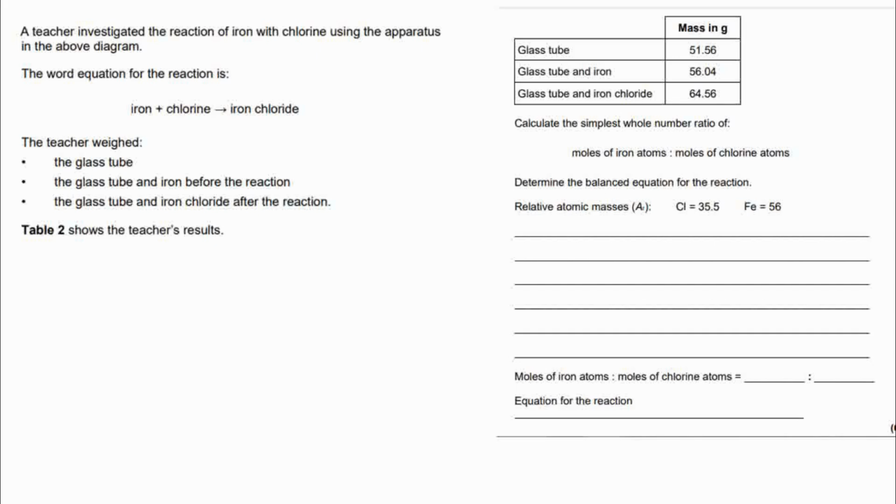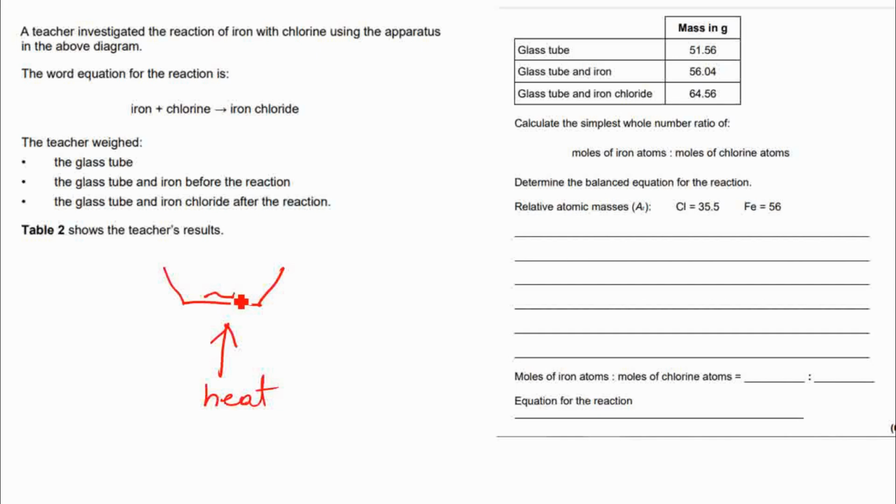All right, let's have a look there. So in this question it says that a teacher investigated the reaction of iron with chlorine using the apparatus in the above diagram. But don't worry about the diagram, it's fine. The word equation is shown here: iron plus chlorine. The teacher weighed the glass tube and the iron before the reaction, the glass tube and the iron chloride after the reaction. So what's really happening is you just have a crucible, you're heating that crucible.